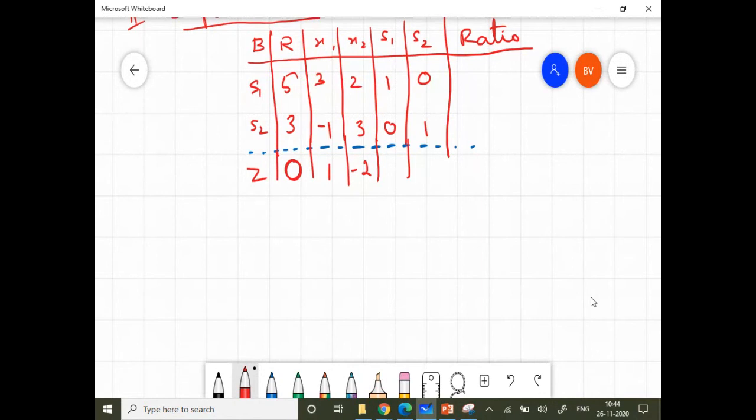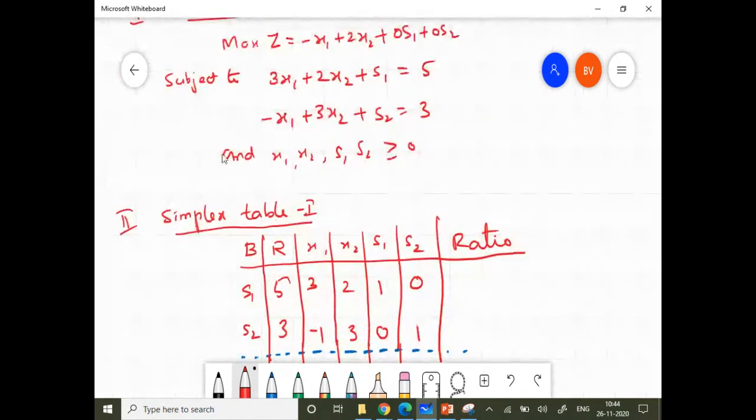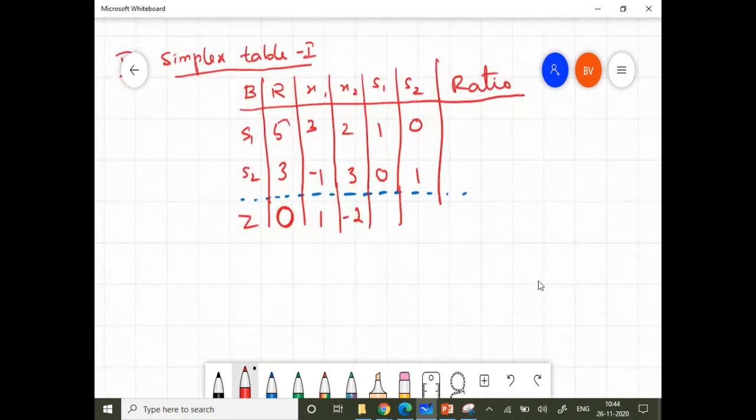Under x1, go to the x1 of Z. This is Z minus x1, so write the opposite sign, positive x1. This is positive 2x2, so write the opposite sign, -2. And the s1 and s2 coefficients are zeros, right? That's done for step 2. Step 3.